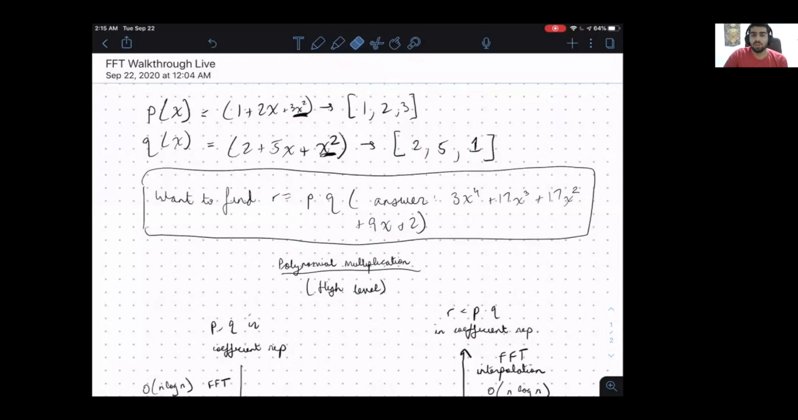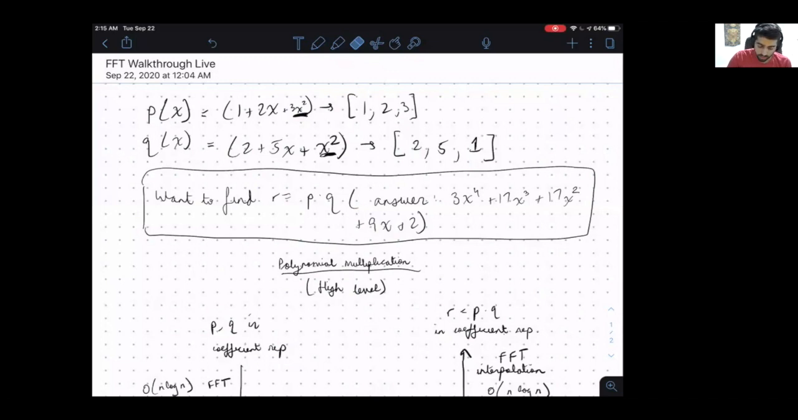Hi everyone, welcome to this video where we'll be going through a fully worked out implementation of the FFT algorithm and how we can use it to solve a sample problem, which in our case will be polynomial multiplication. So without further ado, let's jump right into it.